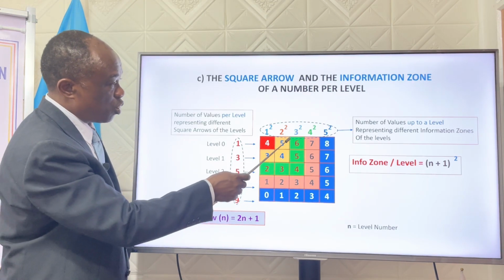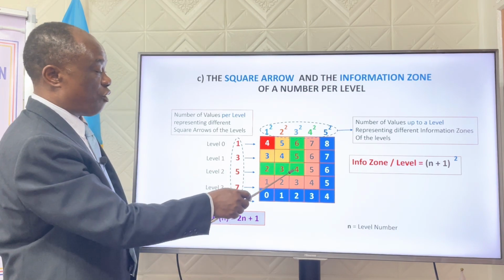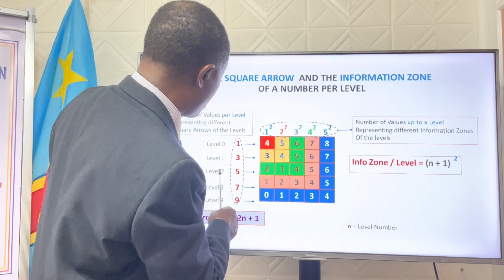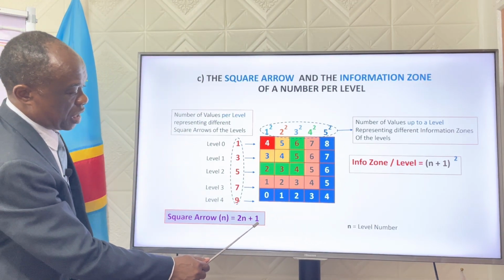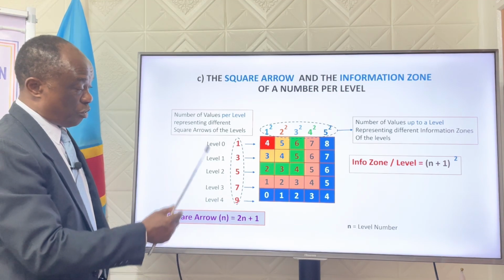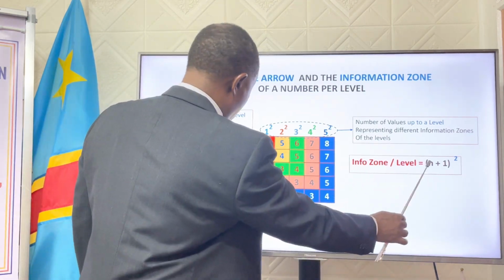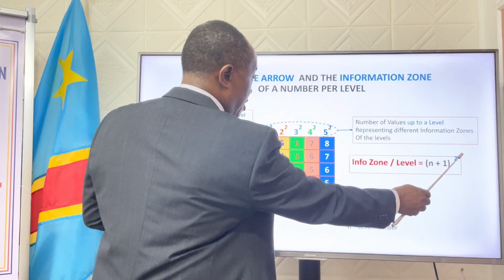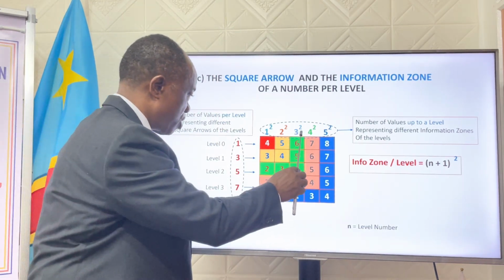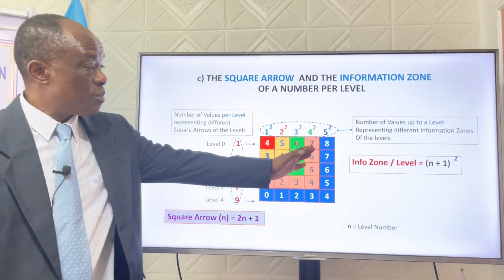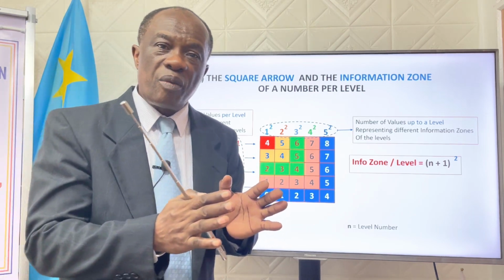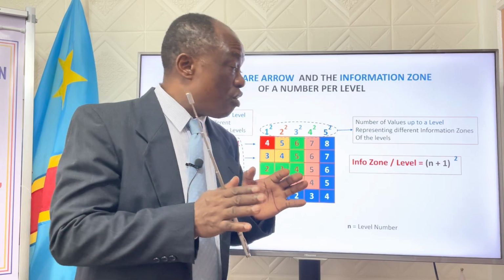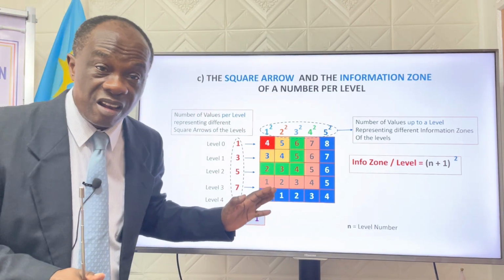We see. So you have to get the level number, which here is 2, times 2, then plus 1. That's the number of locations on this level. Then if you want to know the information zone, you have to take this level number, which is 2, plus 1 squared. 2 plus 1 is 3 squared. Yeah, 3 squared. These are actually the things that we will need most. These small details you see here are very significant. We will need them for our information analysis.